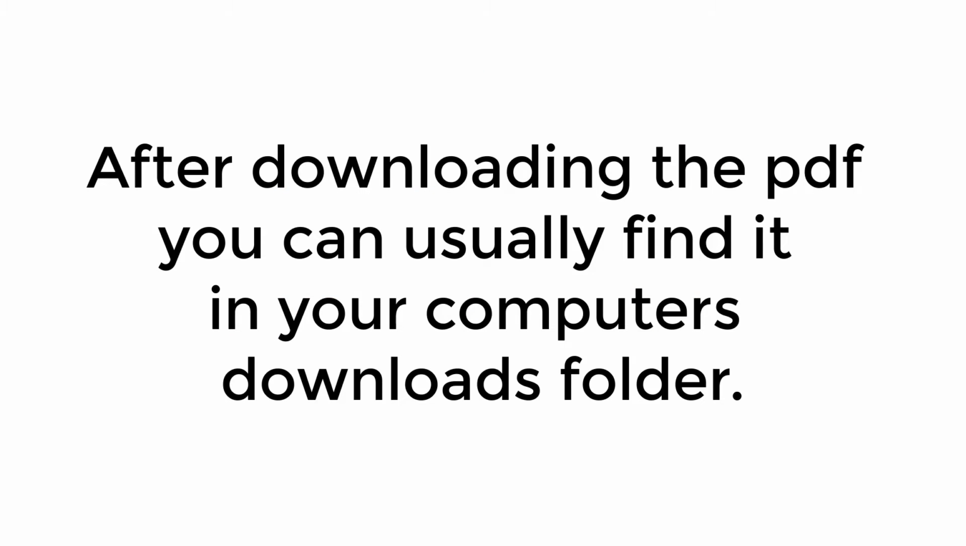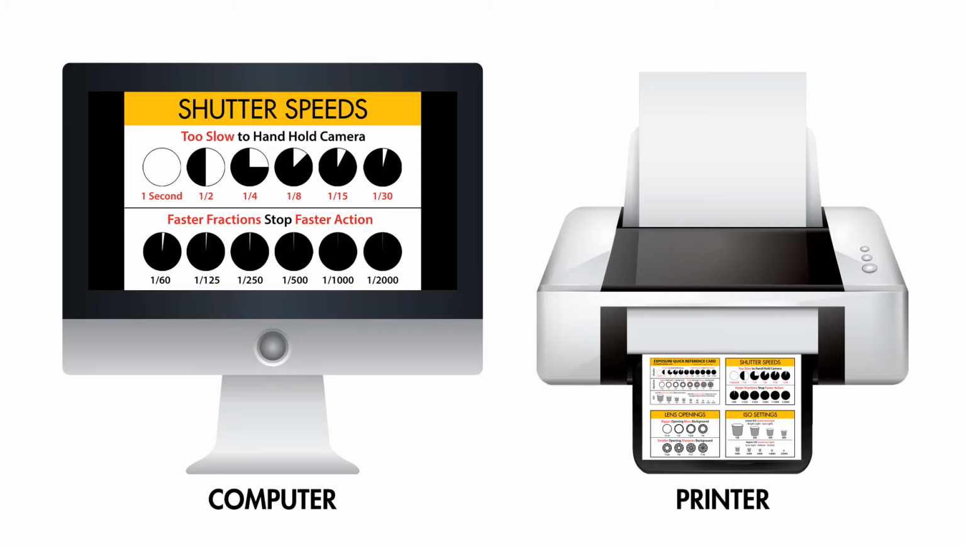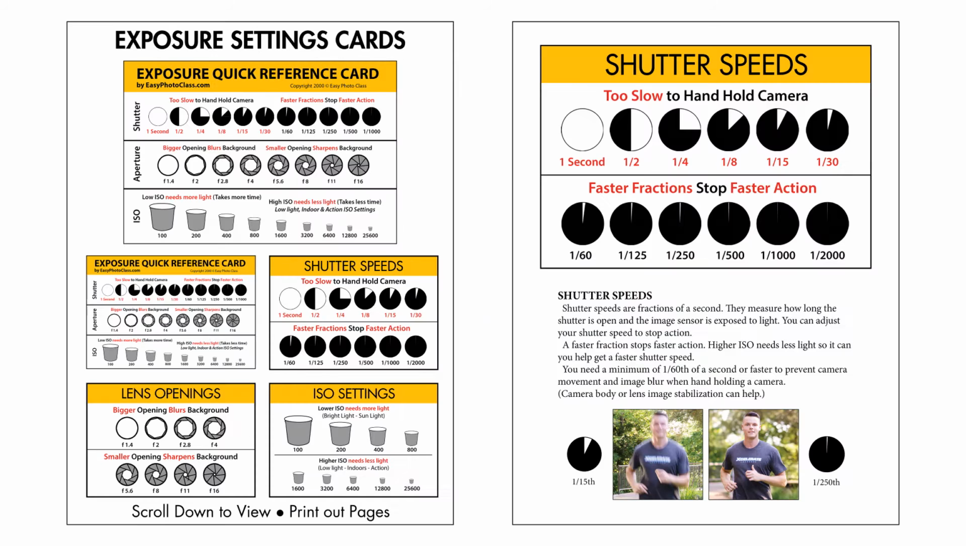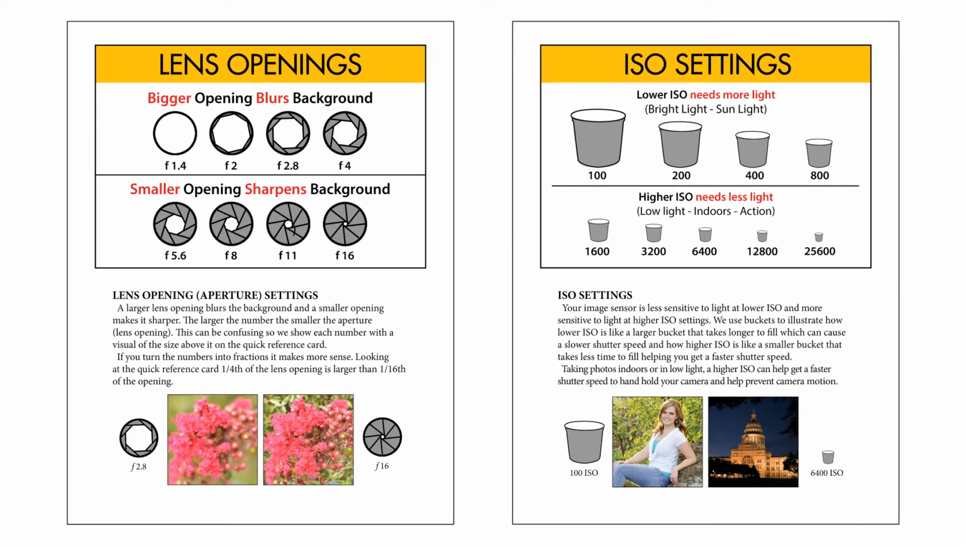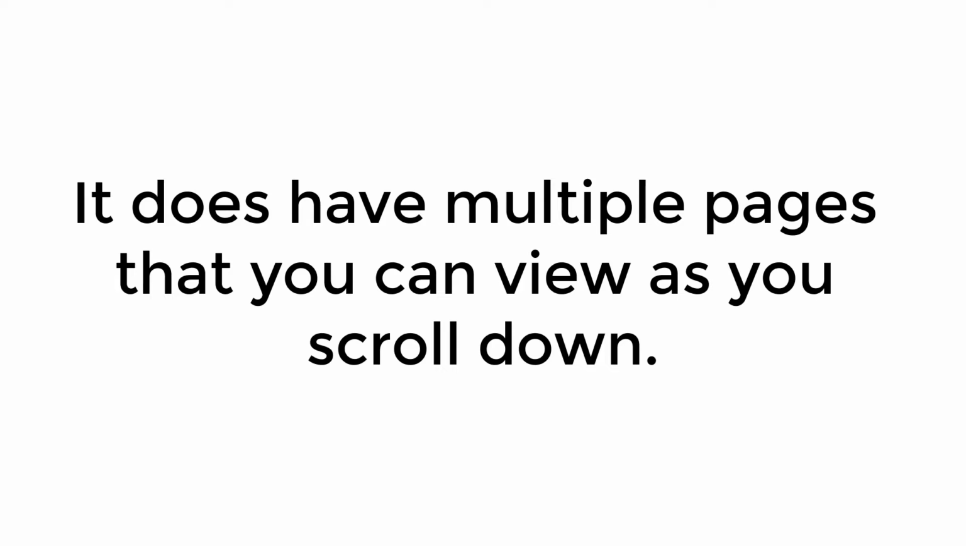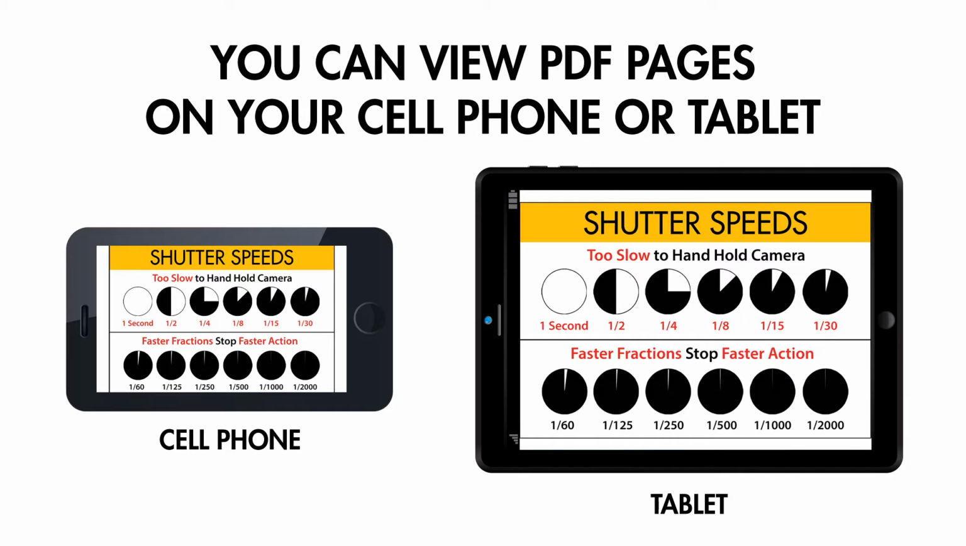After downloading the PDF, you can usually find it in your computer's Downloads folder. When you open it, you can view the Exposure Quick Reference Cards PDF on your computer and print out the pages on your printer to study it and carry it with you in your camera bag. It does have multiple pages that you can view as you scroll down. You can also download and view the PDF pages on your cell phone or tablet as well.